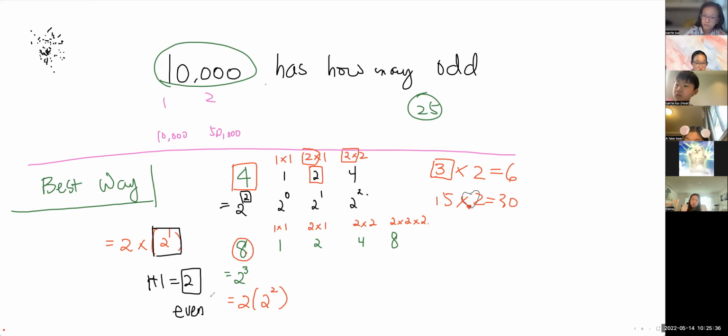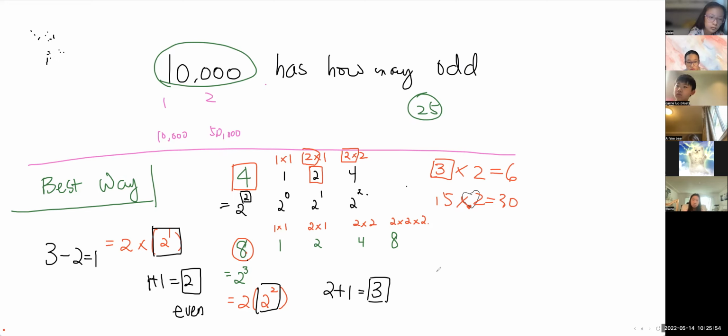So what is the number of odd factors? 3 minus 2 equals 1. Get it? So this one, 2 to the power 2. How many even factors do I have? 2 plus 1 equals 3. So this is the number of even factors. And because 8 has altogether 4 factors, 4 minus 3 equals 1. So yes, 8 only has 1 odd factor.